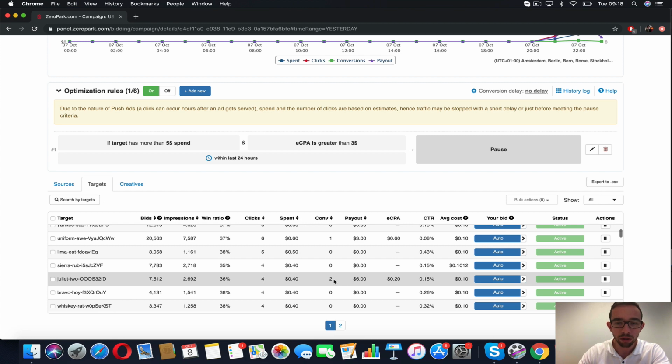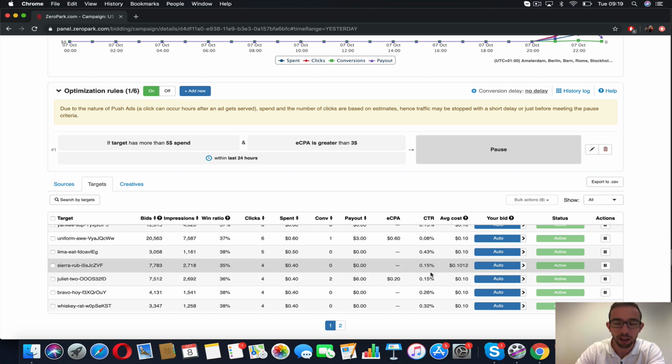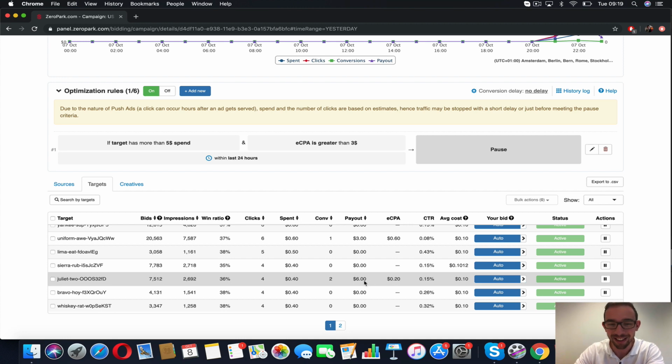but this one is highly interesting because it has 0.4, 4 clicks, 2 conversions, $6 payout, 0.20, which in that sense means this is right now 1,500% ROI, right? Because it goes times 15, I think. No, it goes times 30, right? Yeah, 30 times 20 is 60. Yeah, okay, 30 times 20 cents, $6. So it's hella profitable.